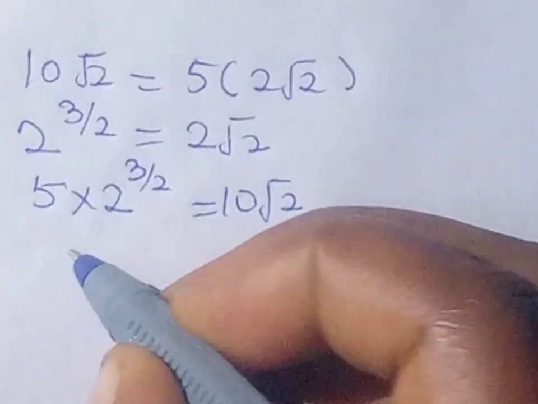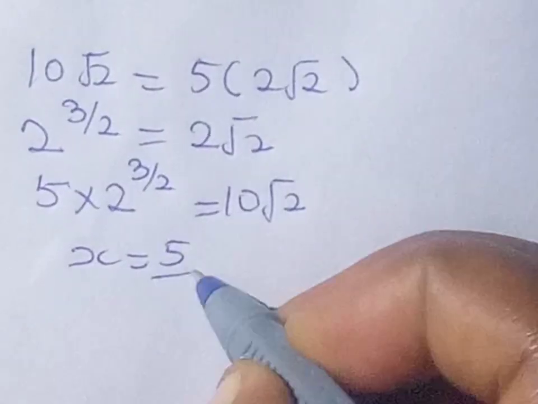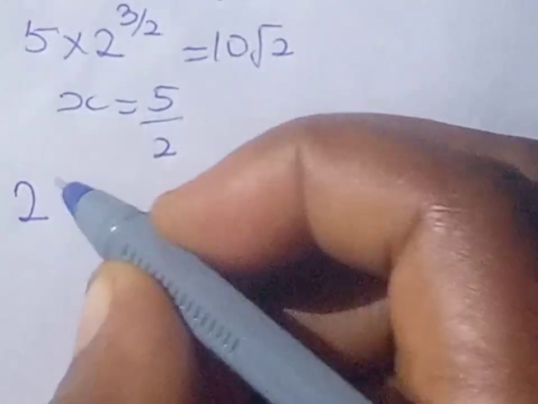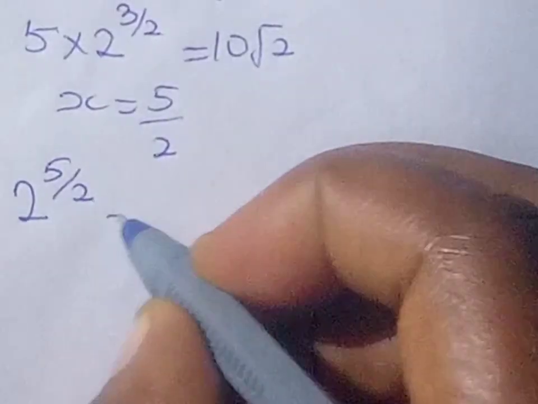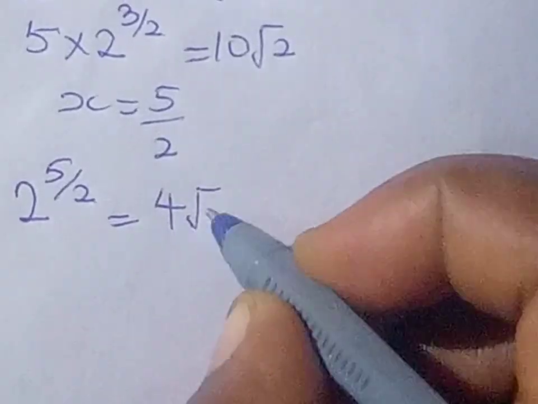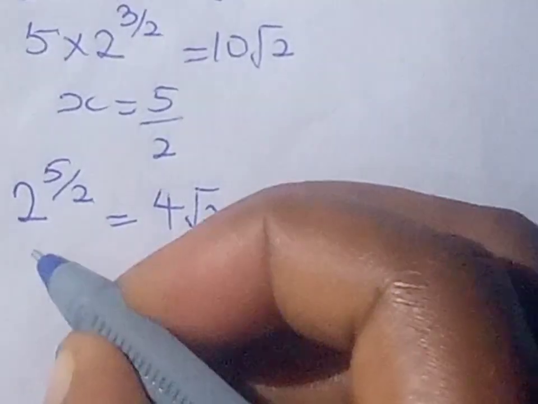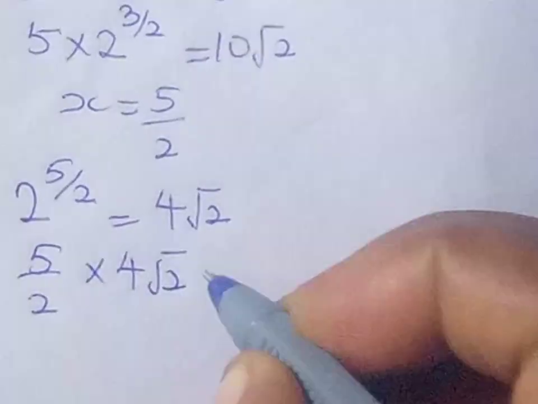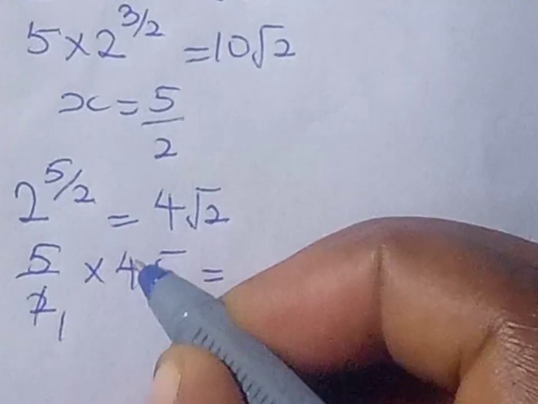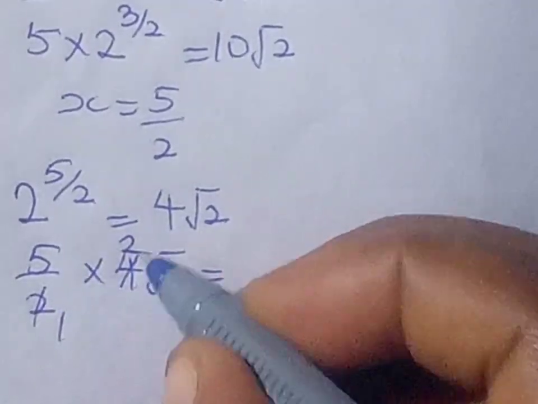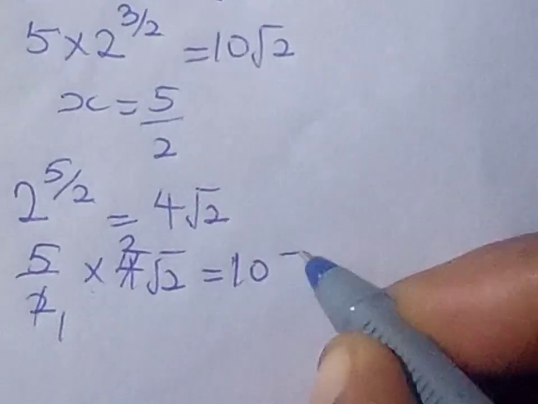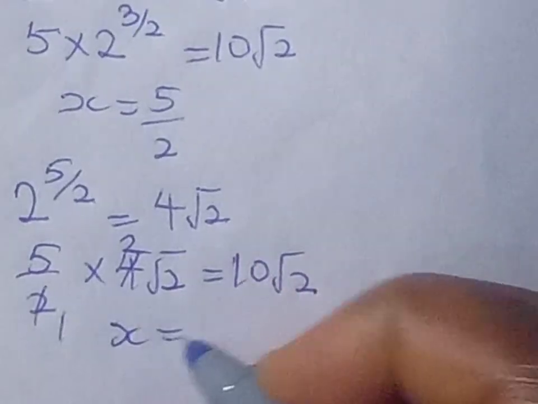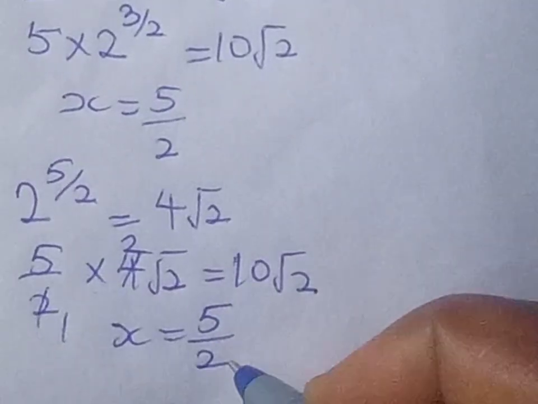Now let's try if x equals 5 over 2. That is 2 raised to the power of 5 over 2 equals 4 root 2. Then 5 over 2 times 4 root 2 will give us what? 2 into 2 is 1, 2 into 4 is 2. So we have 5 times 2, 10, which is 10 root 2, which is perfect. So x equals 5 over 2.